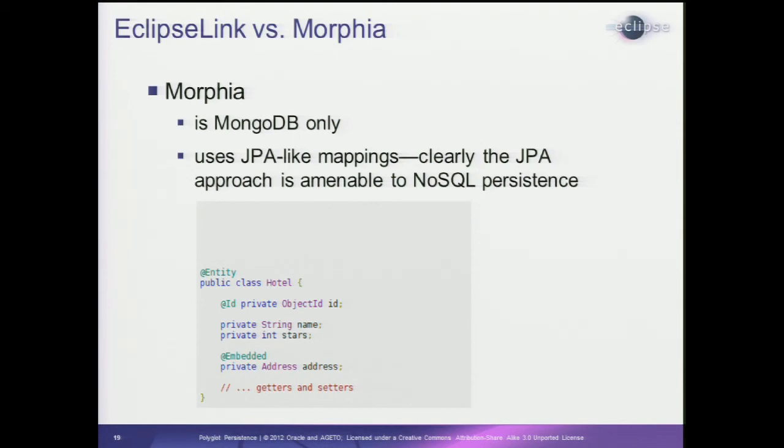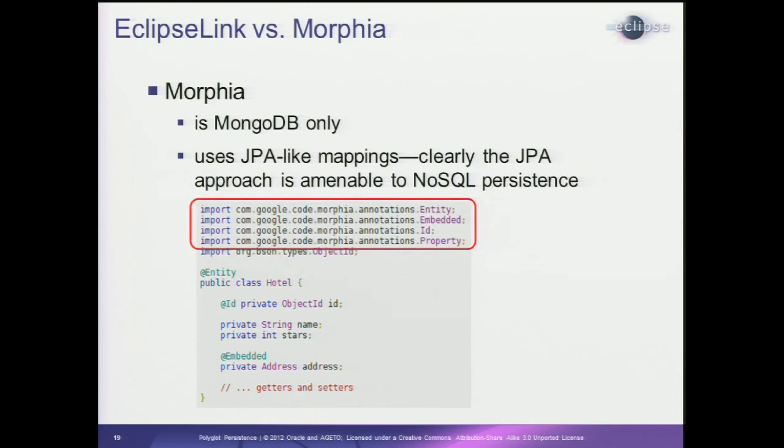So here's an example that I snapped off of the Morphia webpage. It looks almost like a JPA entity. It has entity, it has ID, it has embedded. The object ID type is a bit funny there. They use that for UUIDs, although you could just use a string in EclipseLink, but they have a special class in Morphia. But what's strange about it is it looks like JPA until you look at the imports, right? That's where things go kind of weird. It's really similar except for the imports.